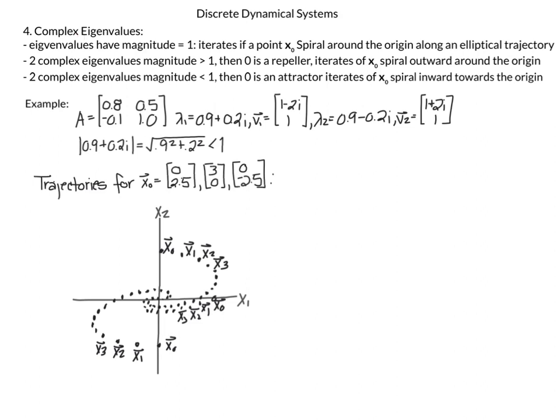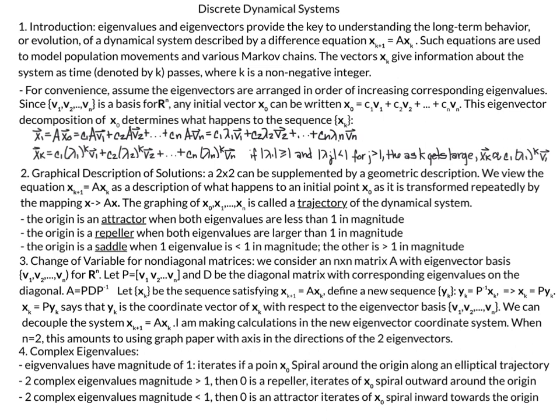If the eigenvalues have magnitude 1, then iterates of a point x0 spiral around the origin in an elliptical trajectory, sort of like an ellipse. Two complex eigenvalues with magnitude greater than 1, then 0 is a repeller, and the iterates of x0 spiral outward around the origin. And two complex eigenvalues with magnitude less than 1, then 0 is an attractor, and iterates of x0 spiral inward towards the origin.